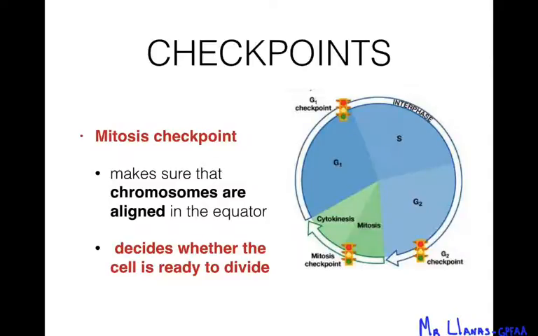And if it is replicated correctly, then it goes into mitosis, where, remember, the cell is actually going to divide. And the M checkpoint checks to make sure that the cell is ready to divide. So it checks that everything was done correctly during mitosis, and that the cell is ready to divide. And if it is, then it goes through mitosis, cytokinesis, and it splits the cell into 2.